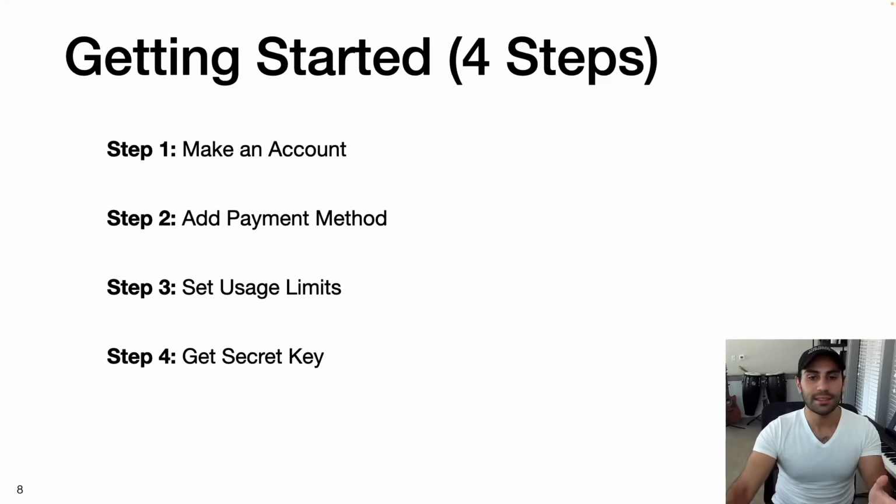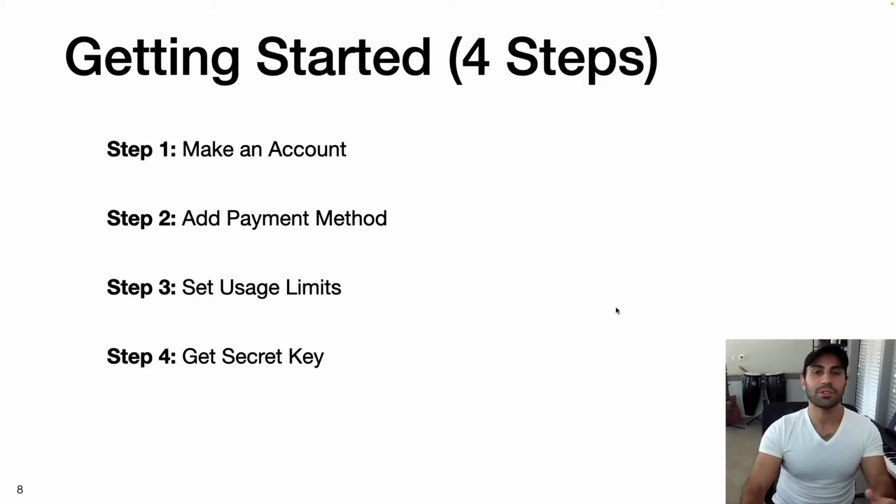Okay, so now let's start to see how we can actually use the API to do something. But before we get into the example code, we first have to do a few steps to get our account set up and get into a place where we can actually start making API calls. And so there are 4 steps here. First, we need to make an account. Second, we need to add a payment method. Third, we can set usage limits. And then finally, we need to get our secret key to actually make the API calls.